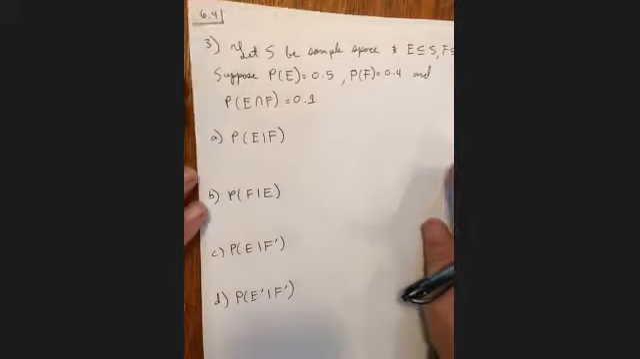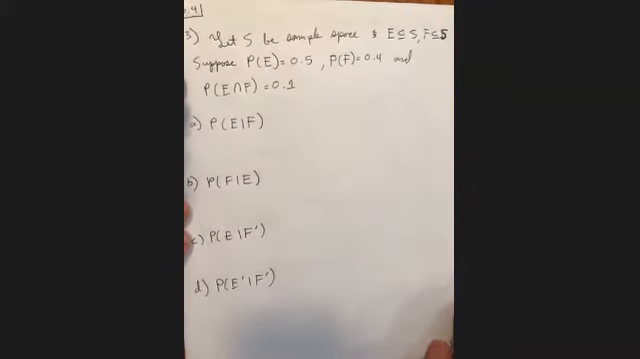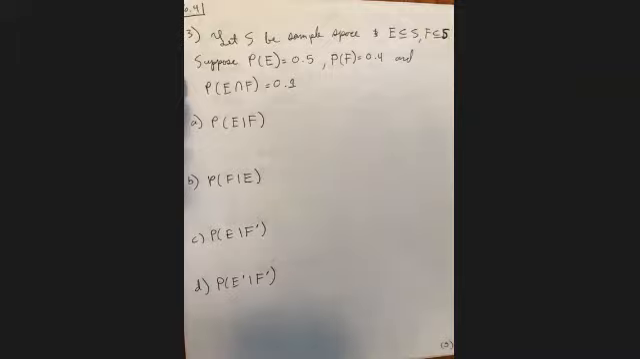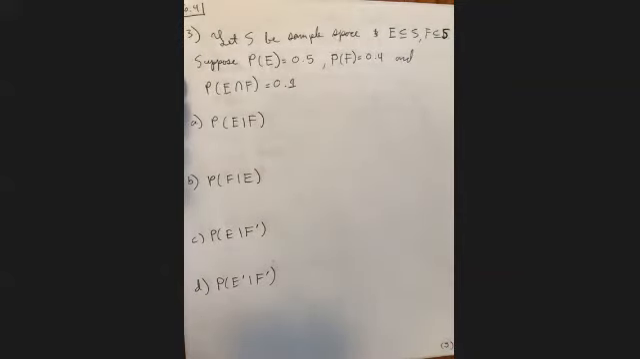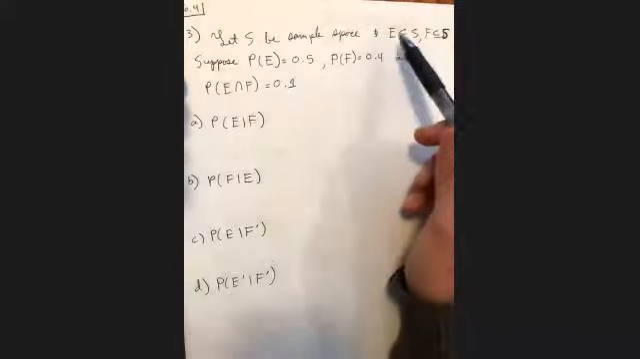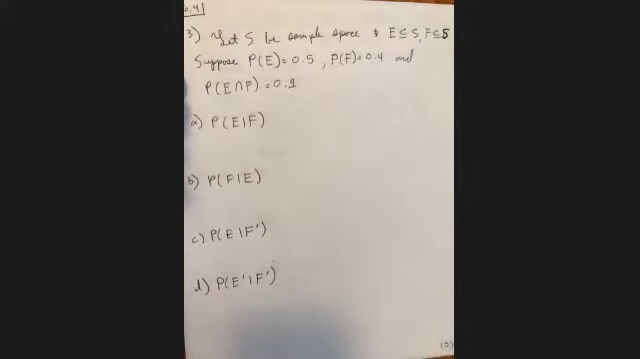All right. So finally, we're going to look at section 6.4. So here we're dealing with conditional probability. All right, so we're going to look at number 3 first. Here we're told we have some sample space S and 2 events E and F, which are, again, subsets of S. We're told that the probability of E is 0.5, the probability of F is 0.4, and the probability of E intersect F is 0.1. We're going to be asked to compute all these probabilities.